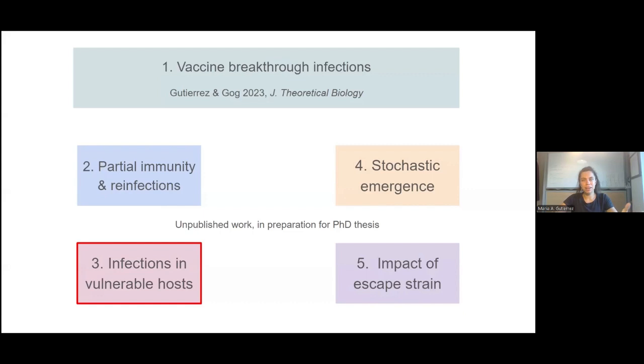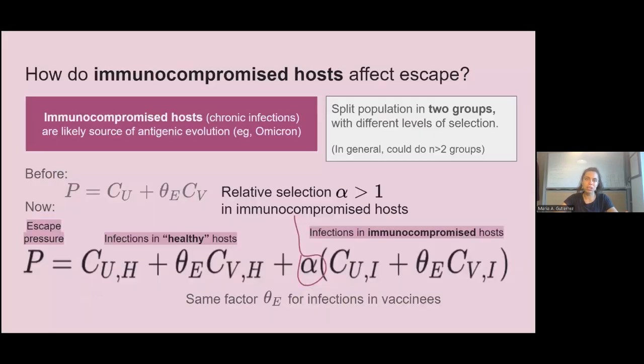But then another related concern that I want to address is what happens in infections in vulnerable hosts. In particular, it's a big hypothesis for how Omicron emerged, and other variants of concern from COVID, that they came from chronic infections in immunocompromised hosts. So these really long infections allowed the virus to mutate a lot and then generate a lot of substitutions that led to variants like Omicron with escape potential, and similar to other variants.